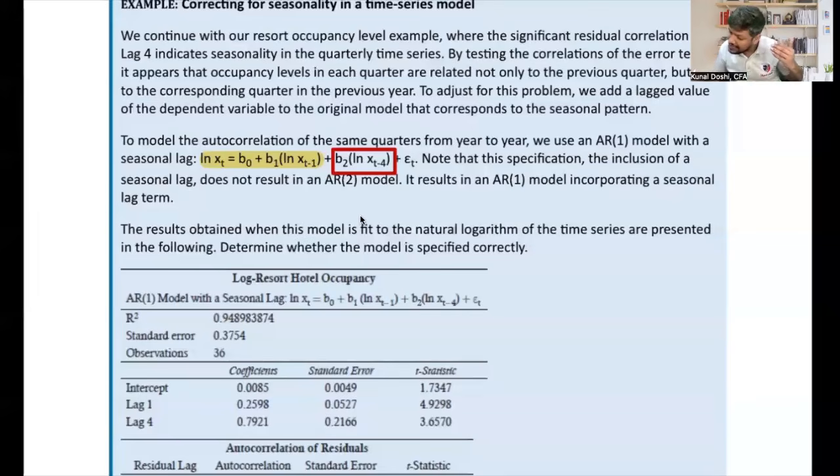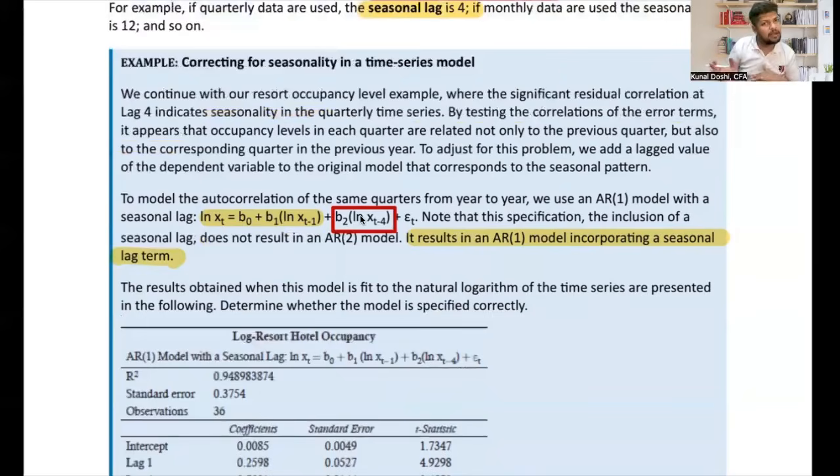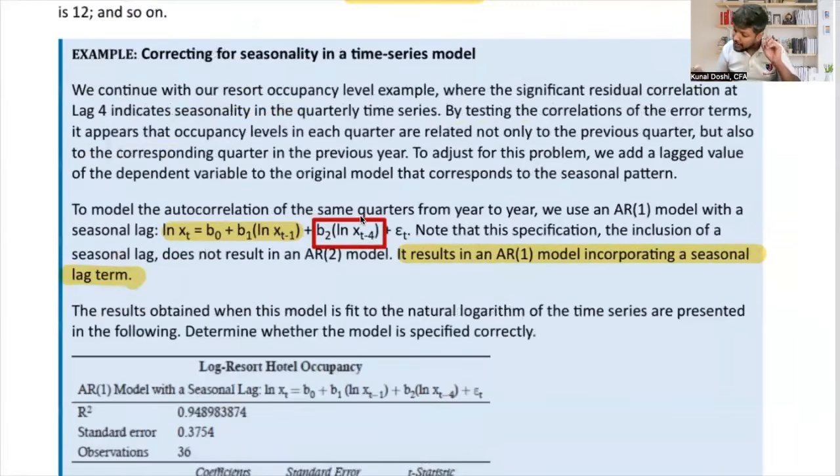Now it results in an AR1 model incorporating a seasonal lag. So you cannot say it's AR2, it's AR1 only, but with the seasonal lag. Because many people think, oh, this has now become an AR2 model. No, no, no, no. Let me show you what is written here.